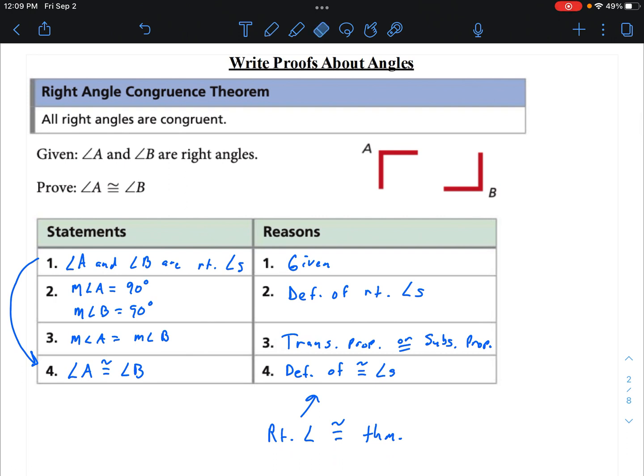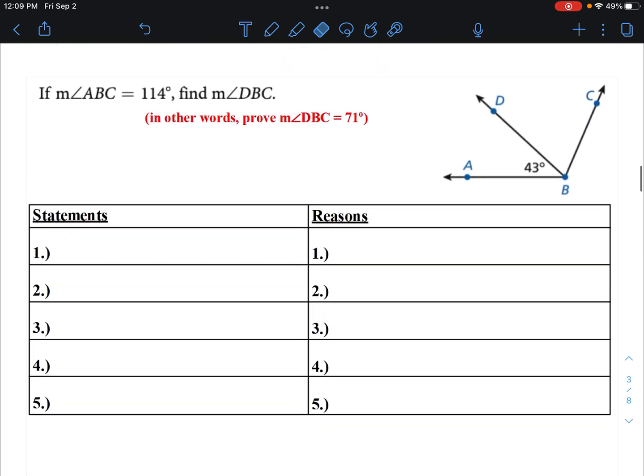All right. Going on to proof number two. It says if measure of angle ABC is 114 degrees, find the measure of angle DBC. Okay. In other words, prove angle DBC is 71 degrees. So statement number one, again, is going to be our given. Measure of angle ABC is 114 degrees. Given. I would also take the given from the picture. Like we've got angle ABD is 43 degrees. So that might be my number two. And I would pull this from the picture.